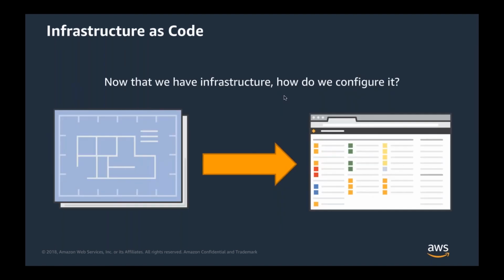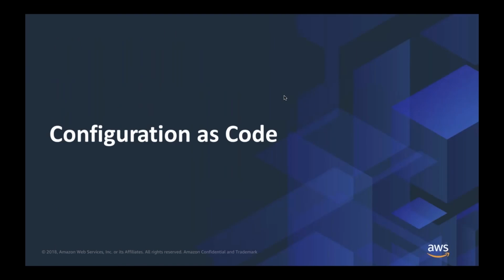Now, Bob has created the infrastructure. Bob has written a CloudFormation template that will actually provision all the resources he wants. How do we configure said resources? What do we do with them? So, in comes configuration as code.